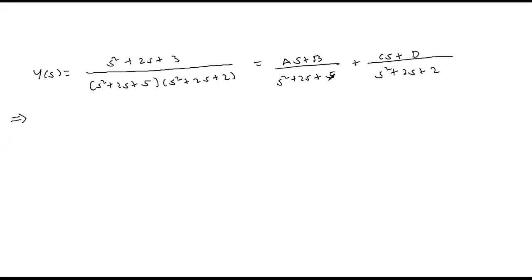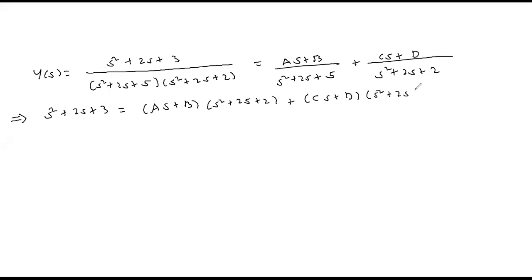What we do is take an LCM and equate the numerators. When you equate the numerators, s square plus 2s plus 3 is equal to (as plus b) into (s square plus 2s plus 2) plus (cs plus d) into (s square plus 2s plus 5). Am I right? So equate the corresponding coefficients of s powers, then you'll get some equations involving a, b, c, d. Then solve the equations.